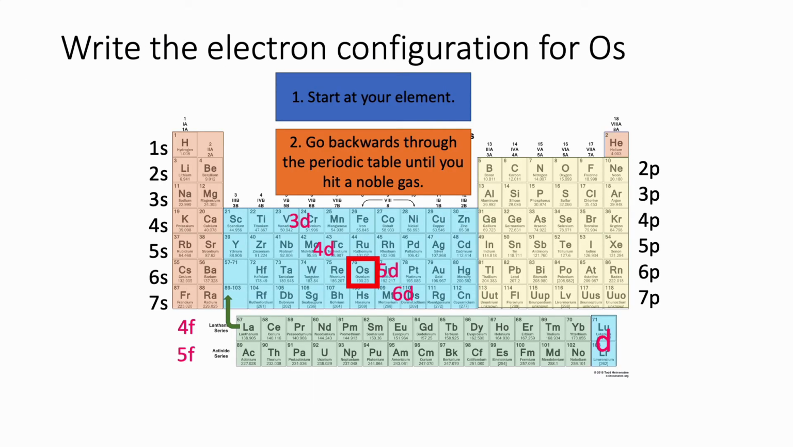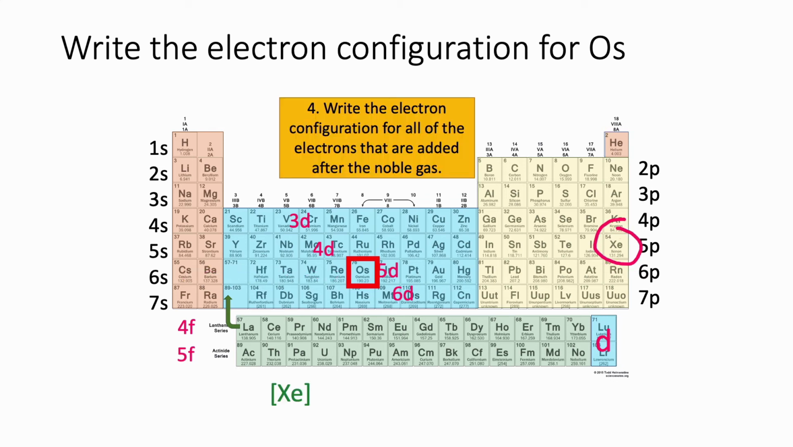Okay, so we're going to start with osmium, and we're going to go backwards through the periodic table until you hit a noble gas. So you can just imagine walking backwards: rhenium, tungsten, tantalum, hafnium. Now, technically, now you have to drop down to the f block, so I'm going to cheat. I'm going to skip over to cesium, and then you can see that xenon is right before cesium, so that's what we're going to use. So xenon is what we're going to use, so we're going to write the symbol for xenon in square brackets, and we're going to start at xenon, and we're going to add electrons to it until we get to osmium.